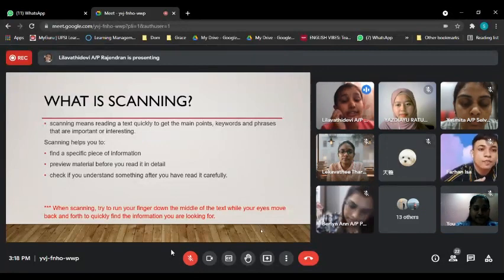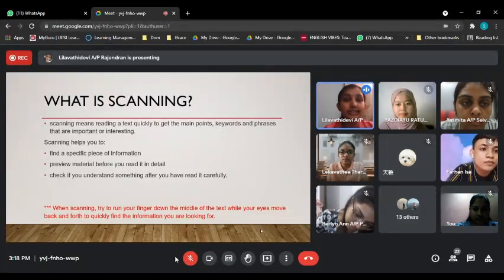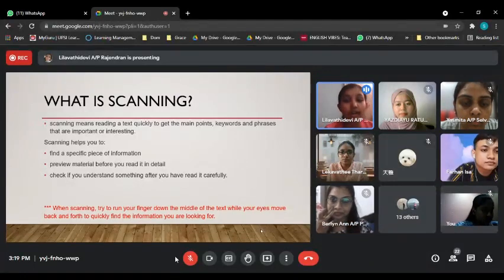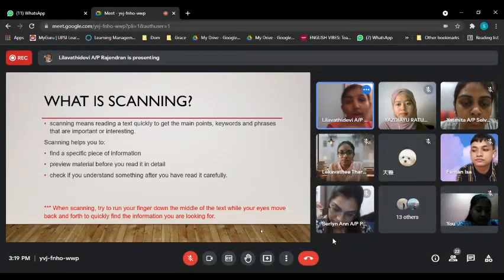So I'm going to give you a tip on how to scan a reading text. When scanning, you can run down your finger in the middle of the text and move your eyes back and forth to quickly find the information you're looking for. You run down on the text.